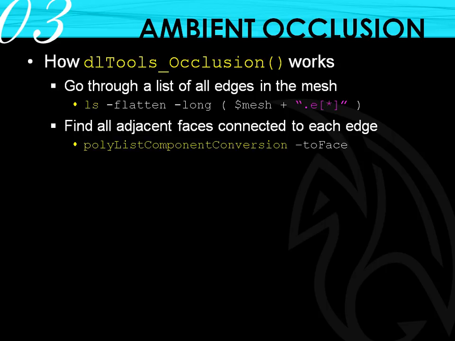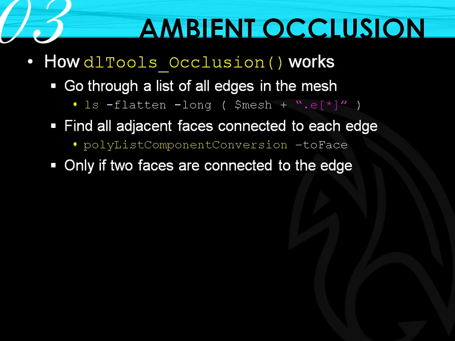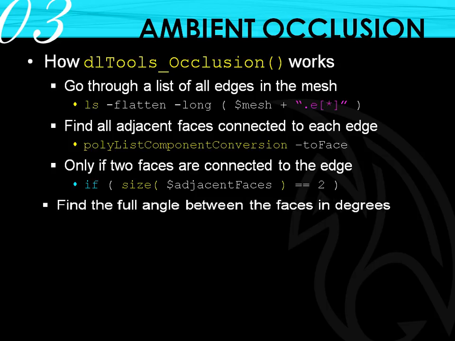So we're going to find all adjacent faces connected to each edge. Okay, so we're going to use the polylist component conversion to face. So that command will essentially, you give it any sort of component, in this case an edge, and it'll give you the faces that are connected to that edge. So now, as I said before, only if two faces are connected to the edge. If there's one face, it's going to be on the side of the mesh. If there's three, it's a non-manifold edge, so it's not correct. So we're not going to process it. So only if two faces are connected, so if the size of the adjacent faces is equal to 2.